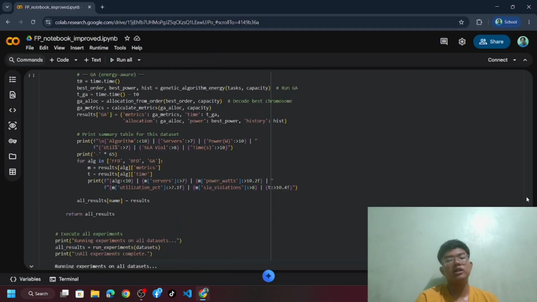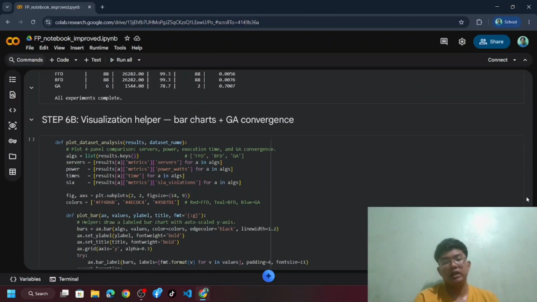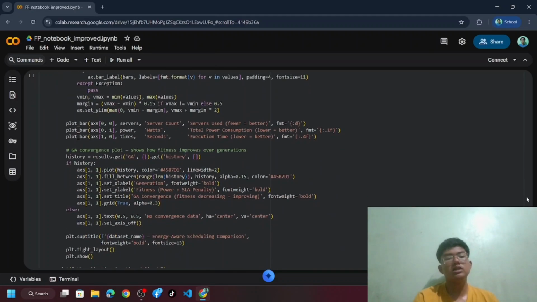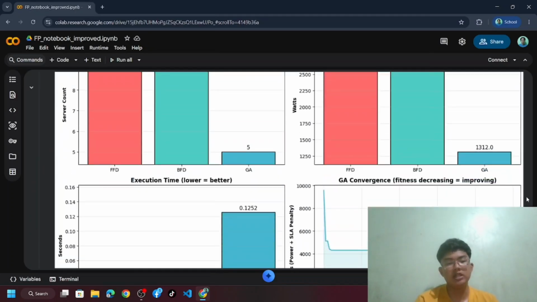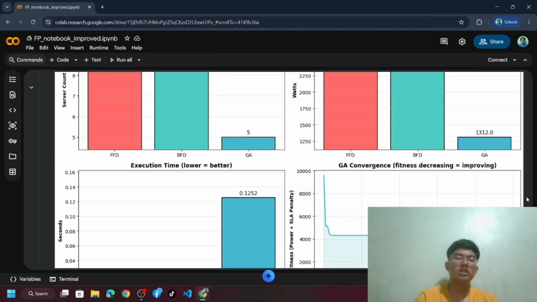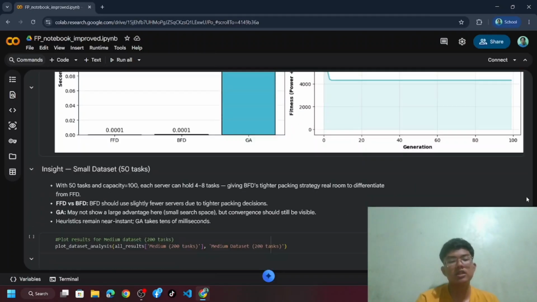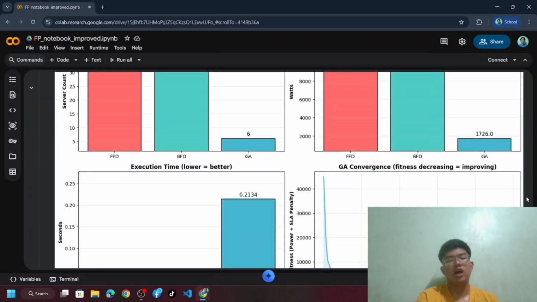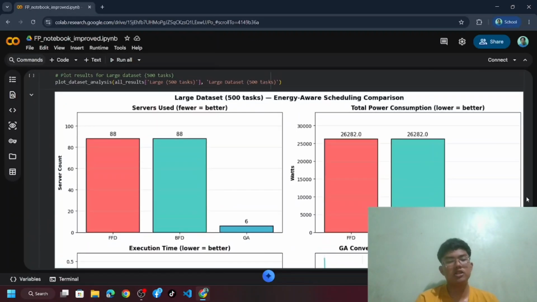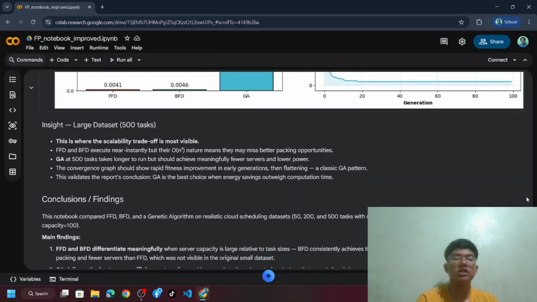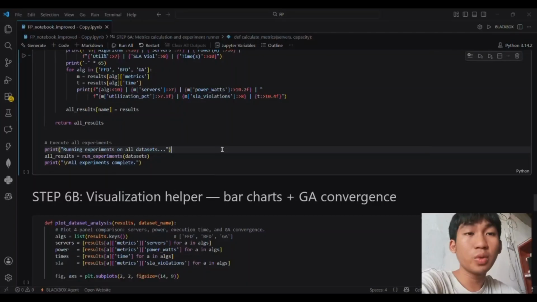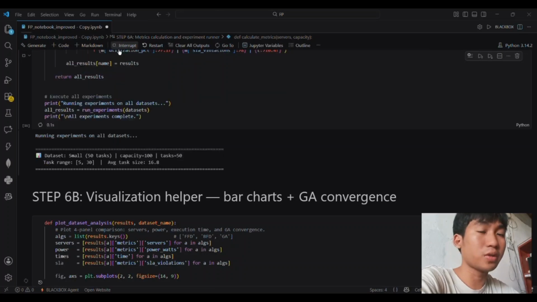To make the dataset digestible, we built a plot dataset analysis function. This generates the visualization you see here, specifically focusing on power consumption and GA convergence. This graph clearly demonstrates how the genetic algorithm refines its strategy over time to find the most energy-efficient scheduling path. We will now run the entire notebook, so let's start.